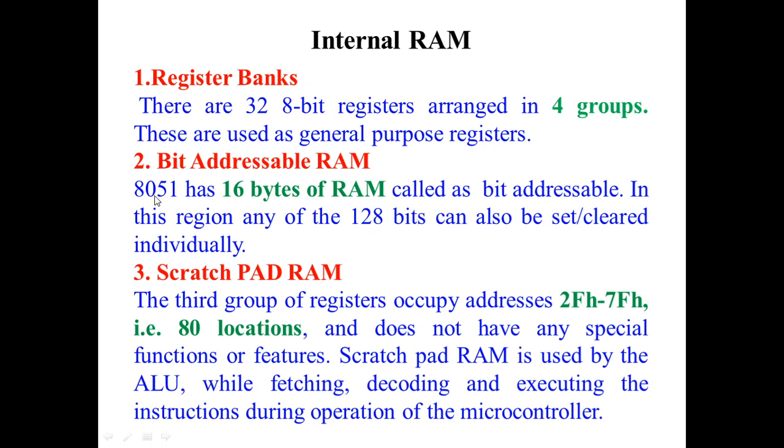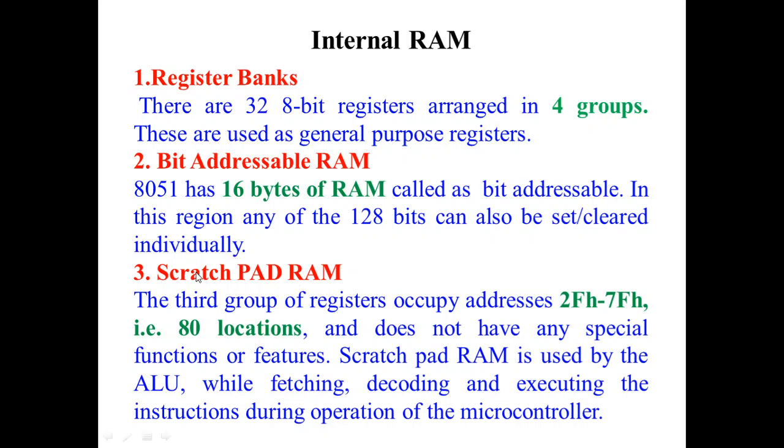that is mentioned here. 8051 has 16 bytes of RAM which is bit accessible. In this area, any of 128 bits, here 16 bytes means 16 into 8 bits. Byte is nothing but 8 bits, that's why 16 into 8 bits is nothing but 128 bits are available for us, which you can individually set or clear independently without disturbing others. And in this fashion, you can control 128 bits separately as per your application point of view.